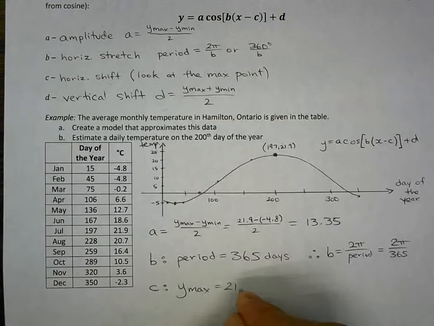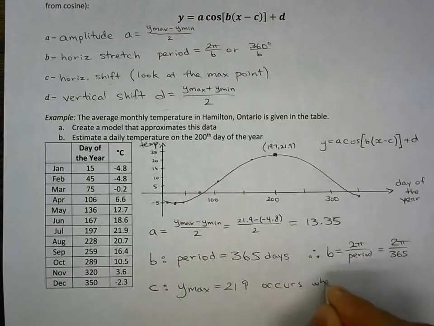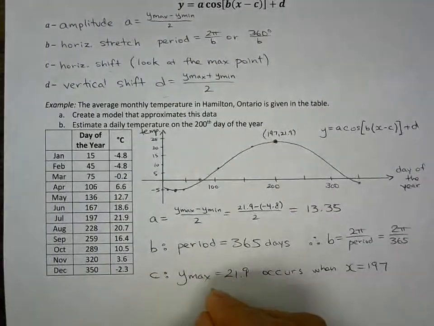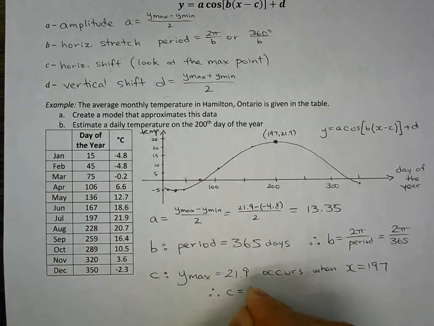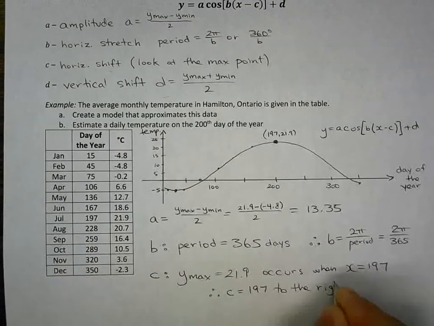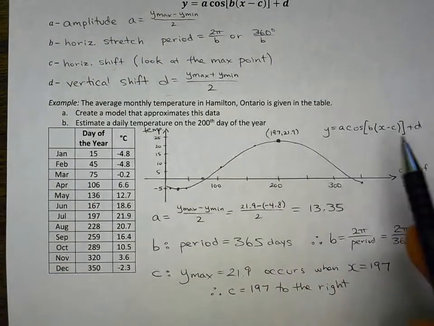Y max is equal to 21.9 occurs when x is equal to 197. So therefore, C is equal to 197 to the right. You guys will know what that means. We'll just have to do that correctly when we sub it into this equation.